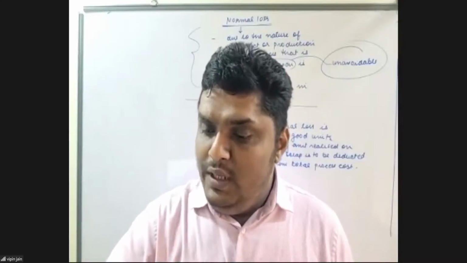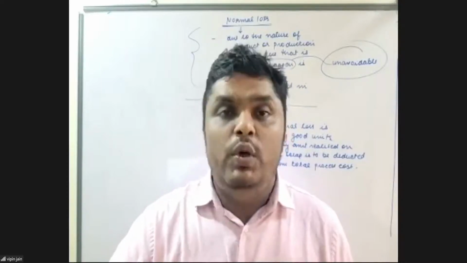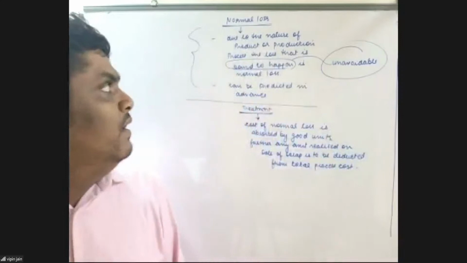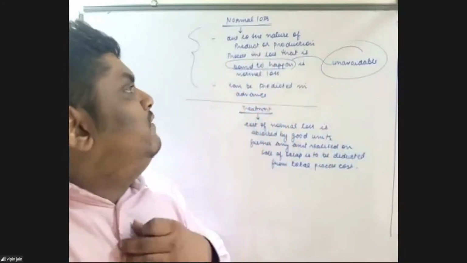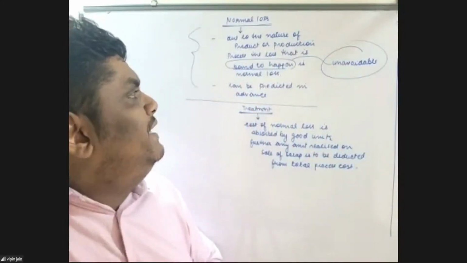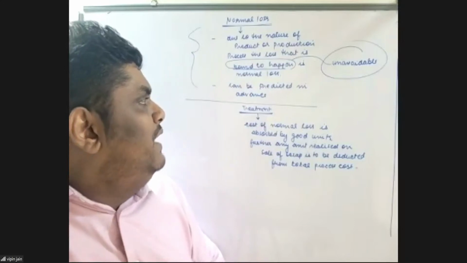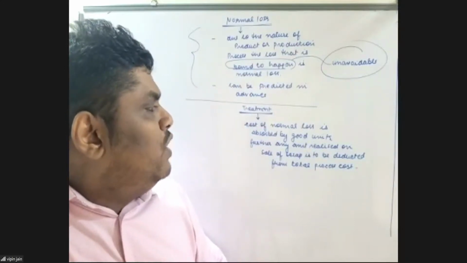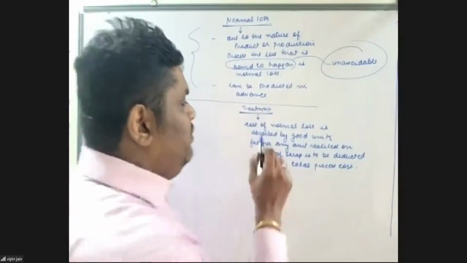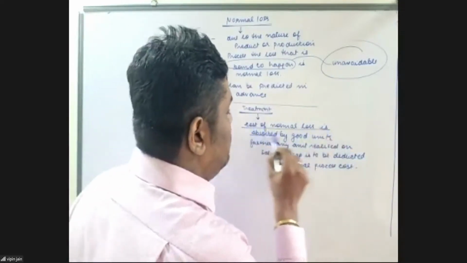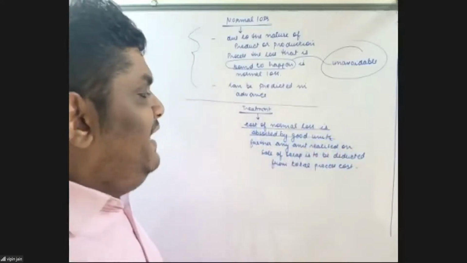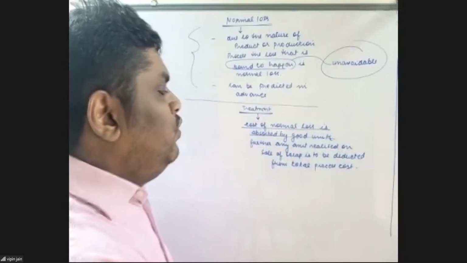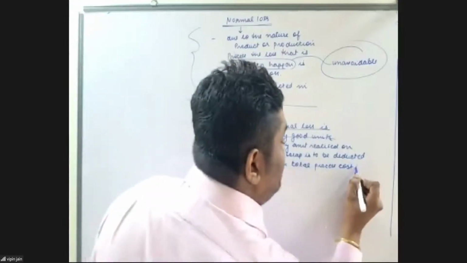If you guys have any queries till now, please post your queries. I request you guys to please copy this part. The normal loss due to the nature of product or production process, the loss that is bound to happen, is normal loss, can be predicted in advance. When talking about the treatment, the cost of normal loss is absorbed by good units. Further, any amount realized on sale of scrap is to be deducted from the total process cost to calculate the product cost.